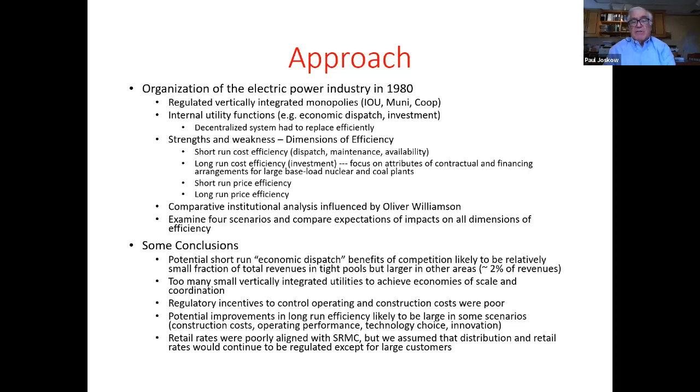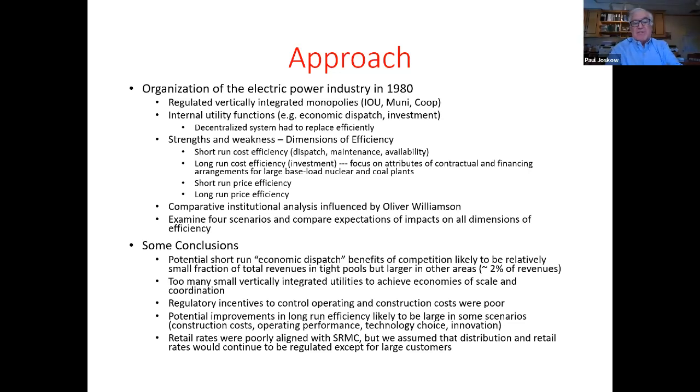And just some general conclusions from where we saw the electric power industry in the early 1980s. We thought that, at least in theory, there could be substantial short-run benefits, but they were likely to be fairly small, from more efficient dispatch of the system, especially if the tight pools, as they had in the Northeast, were expanded. And we said maybe 1 or 2% of total revenues could be saved by more economic dispatching.